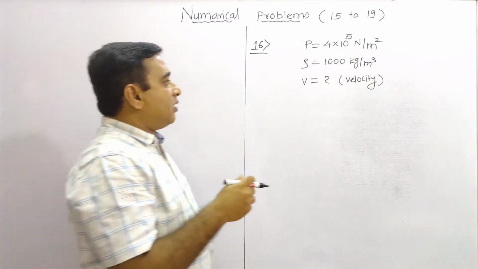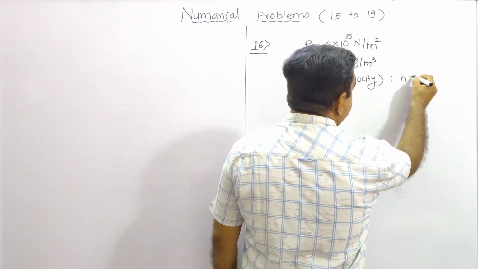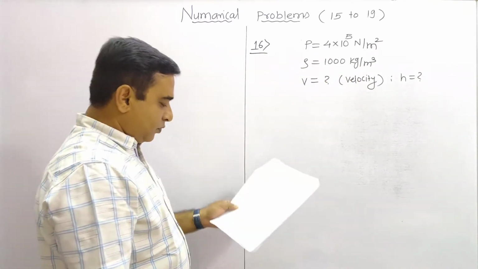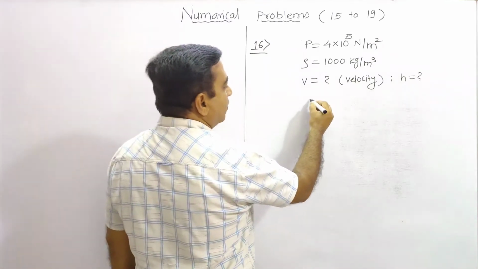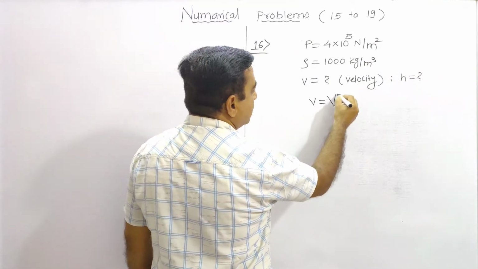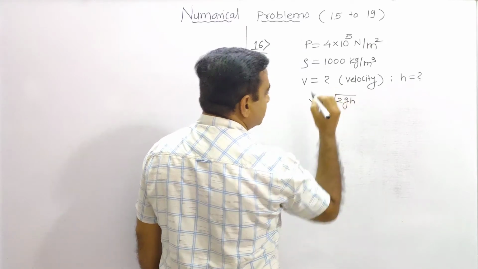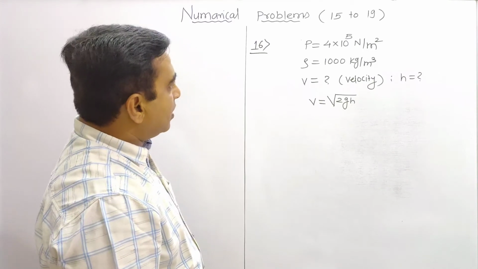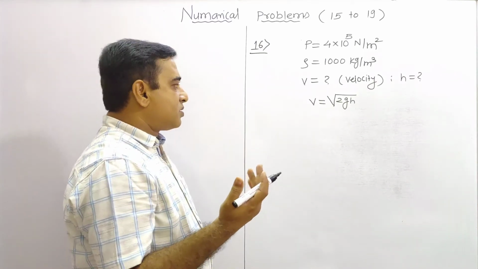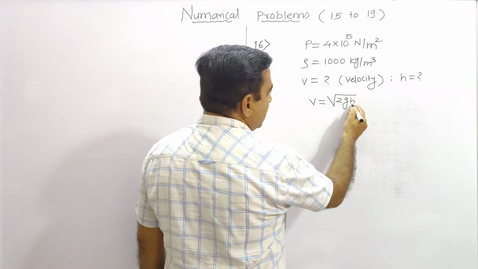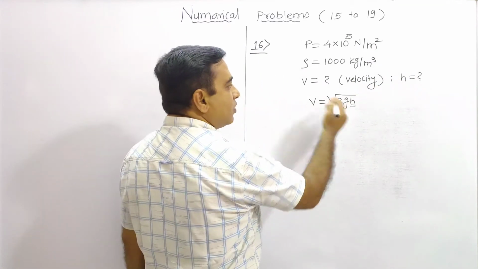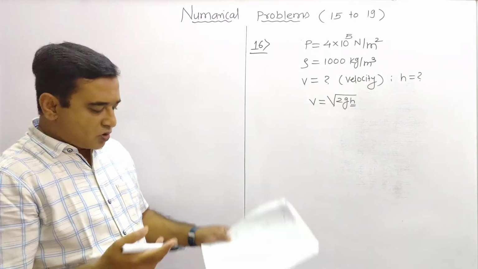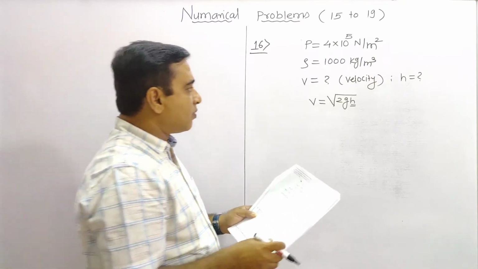So we need to get that, and we need to also calculate the value of h. So we know that velocity is equal to under root of 2gh. This is the value when it is coming from the orifice. If this is the value, I need to substitute the h value, but h is not given. g we know very well. g value is 9.8 meter per second square. So we need to substitute all those values now one by one.